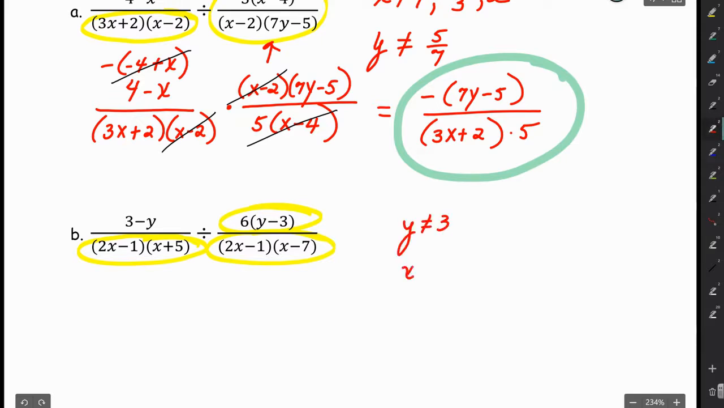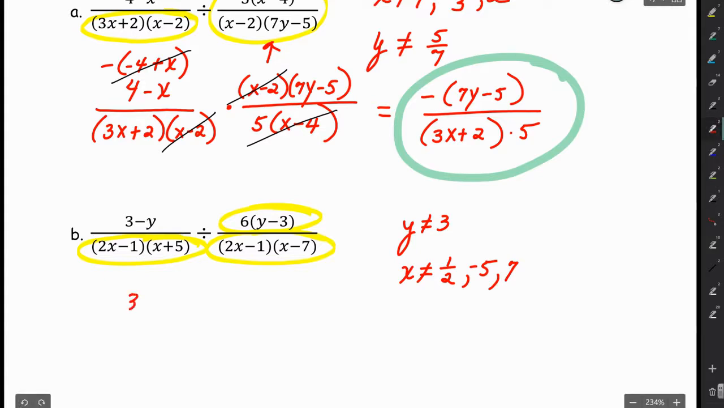We're going to have a restriction at x cannot equal 1/2. And that actually takes care of this and this. And then we're going to have a restriction at negative 5 because of this. And then we're going to have a restriction at 7 because of this. So we've got restrictions where y cannot equal 3 and x cannot equal 1/2, negative 5, and 7. Now we can continue on.